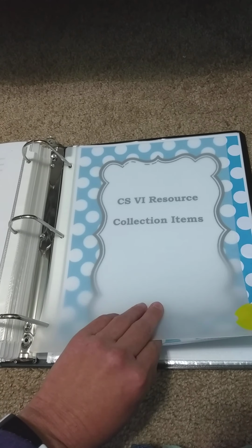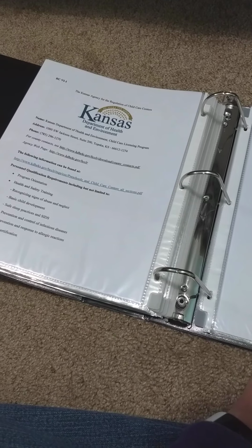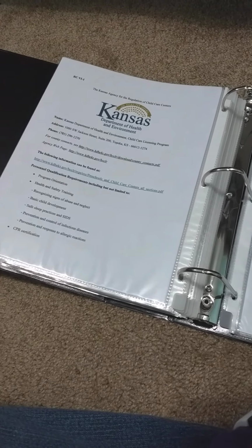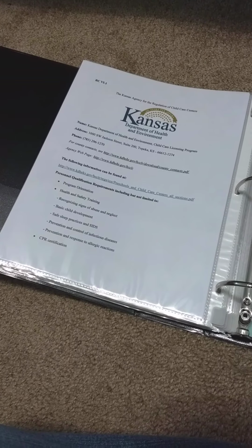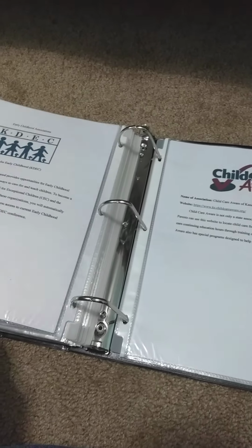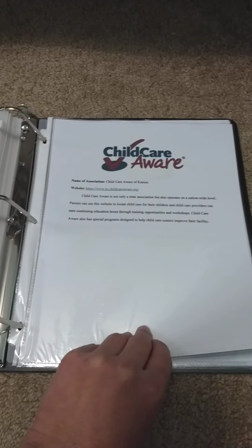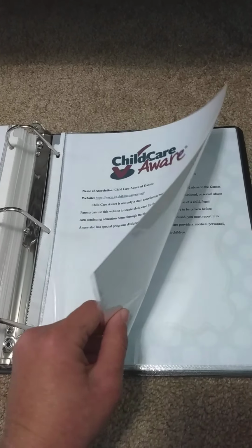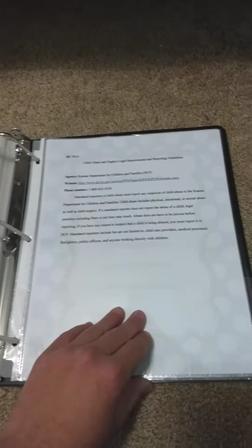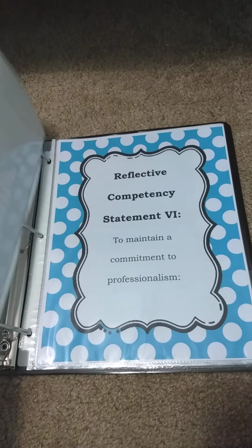Lastly, we have our CS6 resource collection items. This is where we had to talk about the agency responsible for making sure daycare facilities and other places do everything that they're supposed to do. So you have different personnel qualifications, adult to child ratio, and then we had to provide early childhood associations that you could join that would help you continue to improve and be more professional in your career in early childhood. And then we had to cover the child abuse and neglect legal requirements and reporting guidelines there.